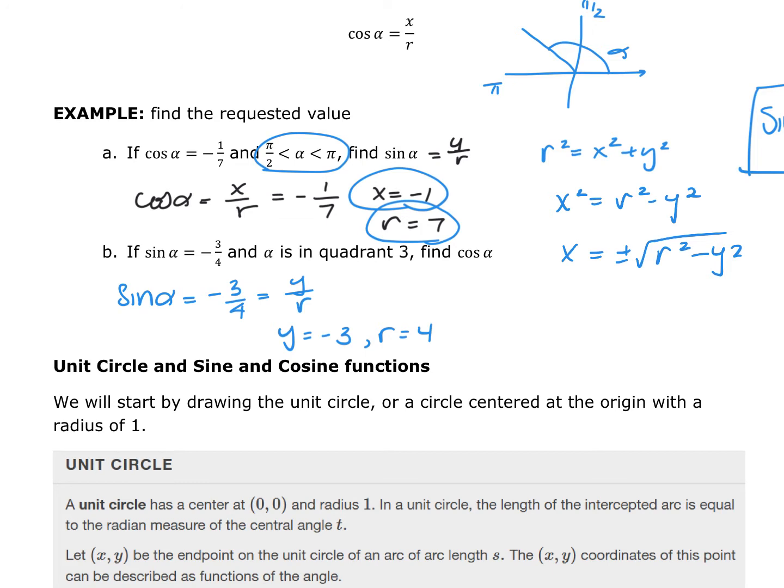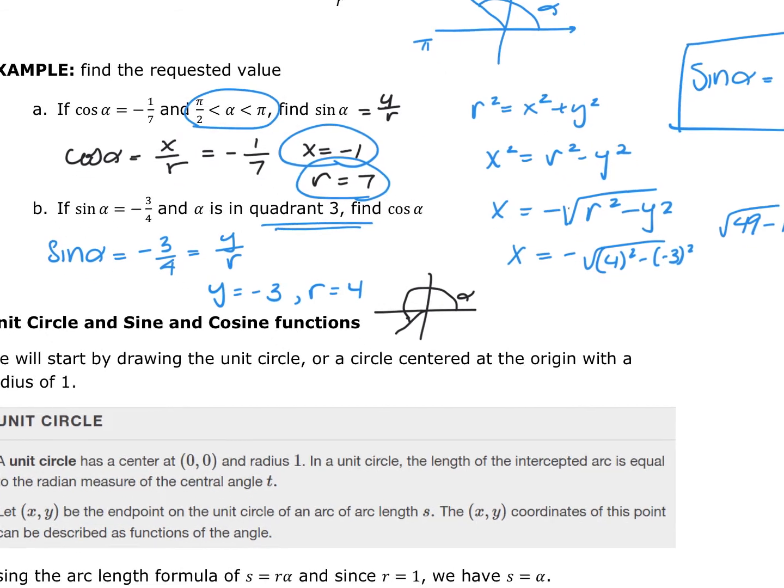Now, we're in quadrant number 3. If I were to draw a quick little sketch here, quadrant number 3 means I am landing down here in quadrant number 3. This is where alpha lands. That tells me here I'm going to take the negative because we know that x is negative in that quadrant, so it'll be the negative square root. So x is going to be equal to the negative square root of my 4 squared minus my -3 squared.